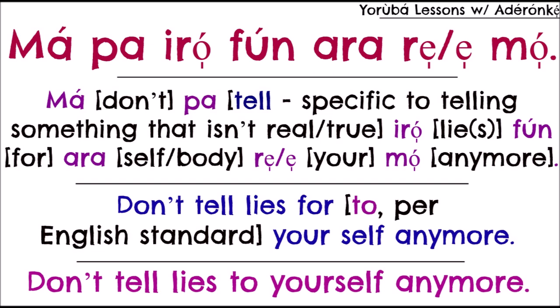20th and 21st century Yoruba, maybe even one or two centuries earlier, you say e mo. So ma paro fun ara e mo, or ma paro fun arare mo, however you choose. Ma is don't, do not. Pa is to tell, and like I've said, it's specific to telling something that isn't real or true. Iro is lie or lies. Fun, for. Ara could be self or body. Re, your. Ara re, ara e.